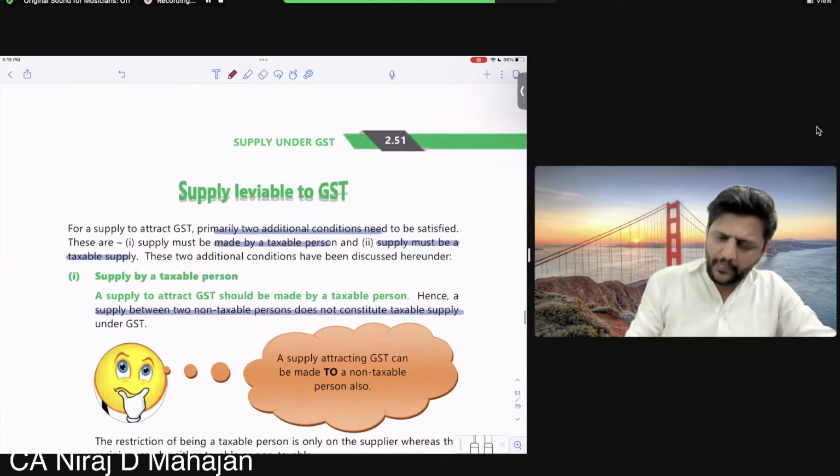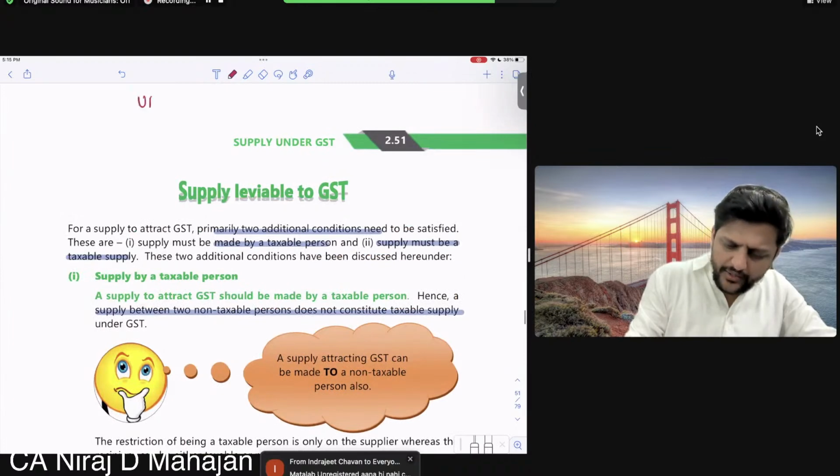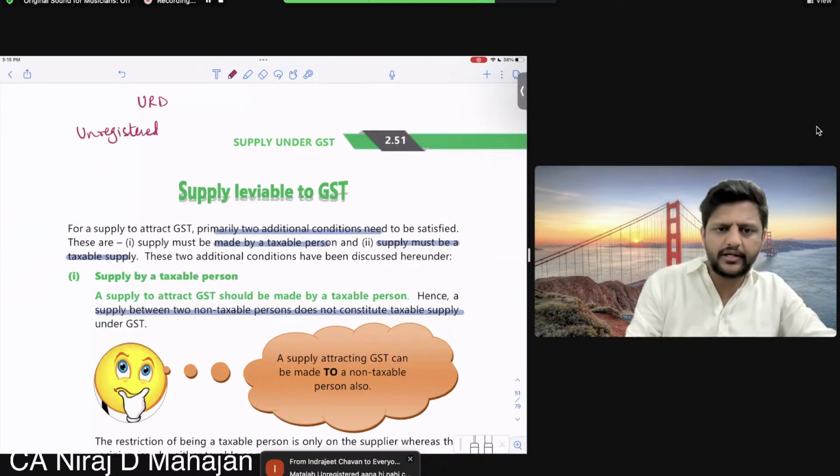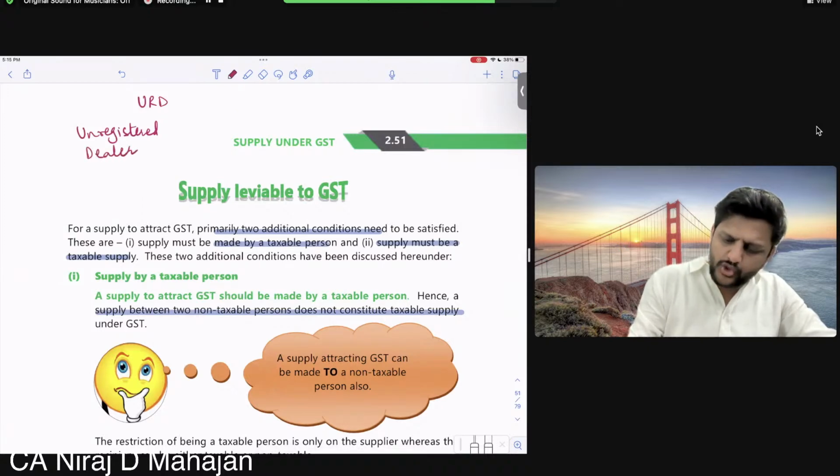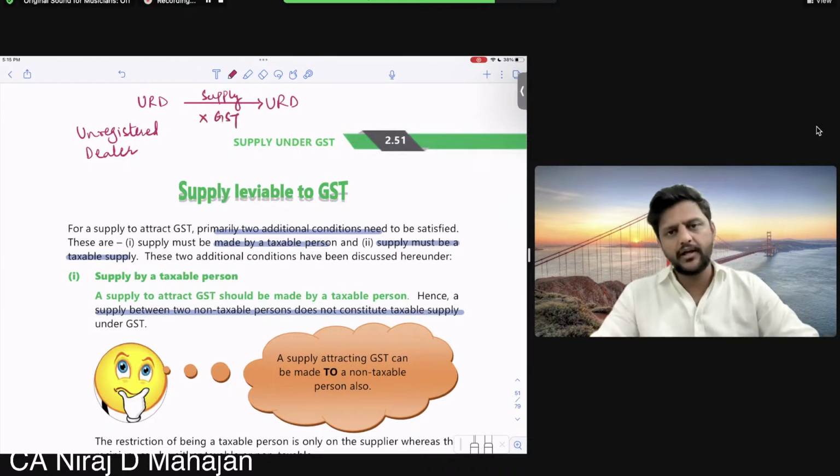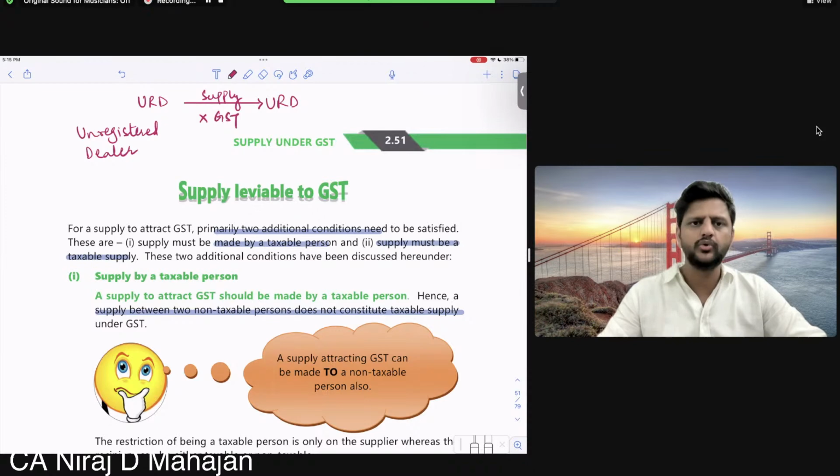I am going to call this URD, unregistered dealer. So it is URD to URD supply. Then on that, no GST, because on both of the parties, the supplier as well as the recipient, there is no compliance of GST.